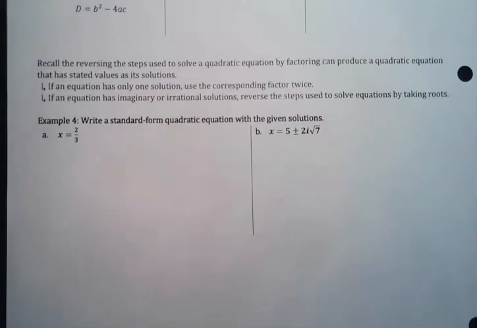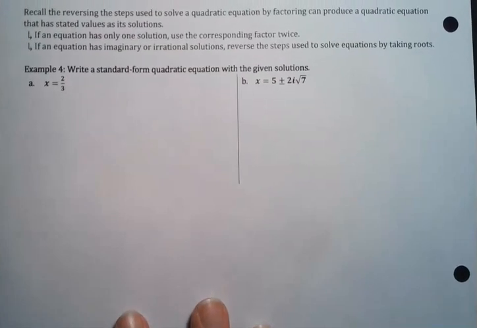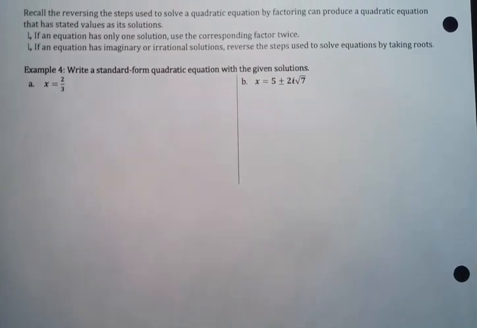It's been bugging me. All right, so recall that reversing the steps used to solve a quadratic equation by factoring can produce a quadratic equation that has stated values as its solutions. So we did this earlier. If an equation has only one solution, use the corresponding factor twice. So you're going to use it 2 times.